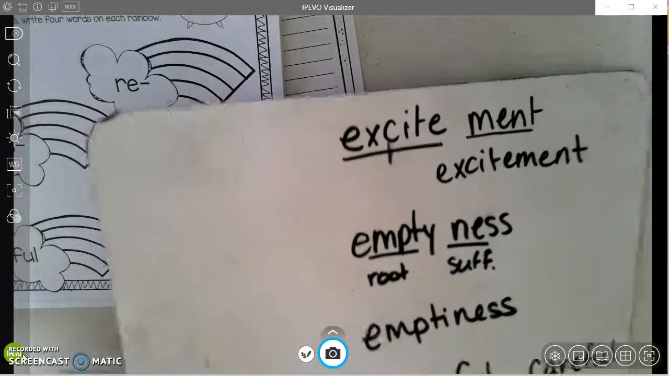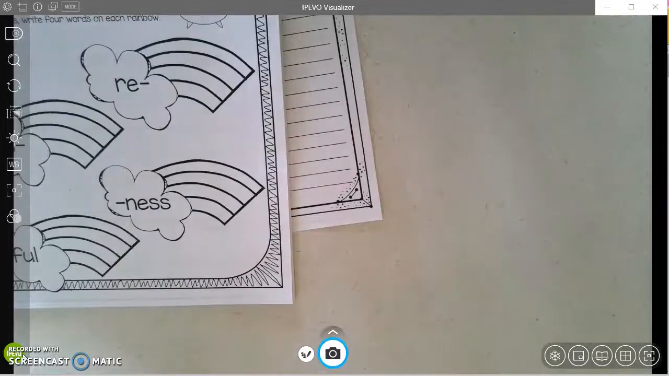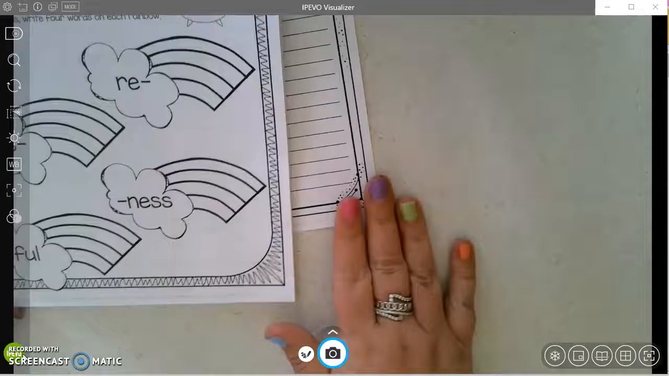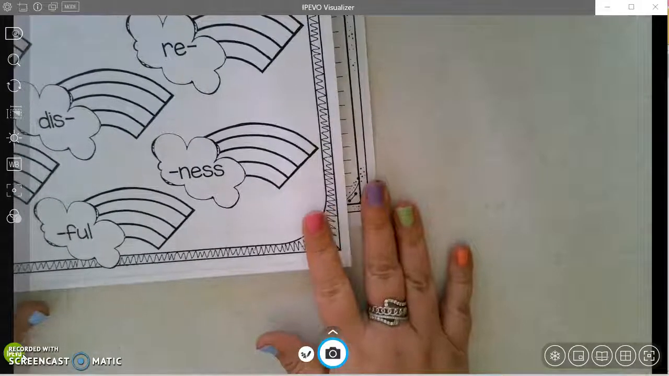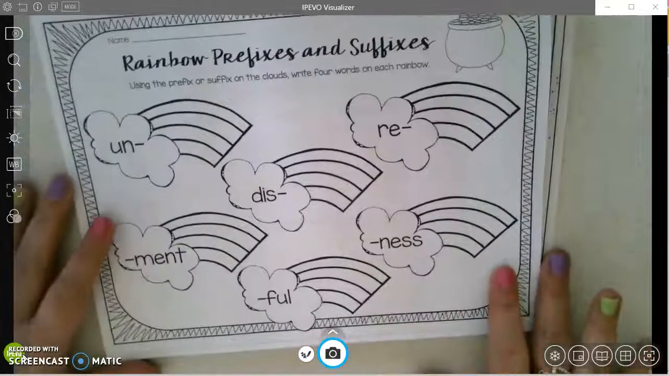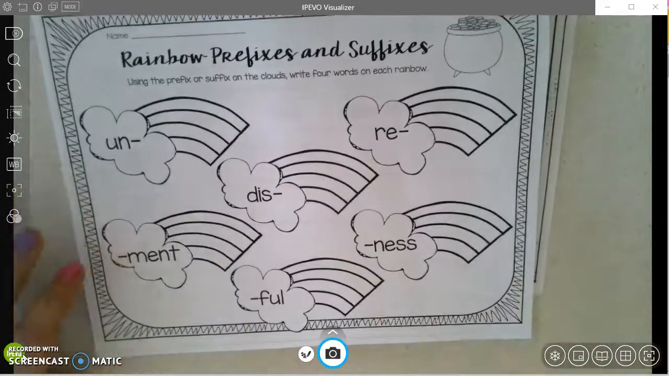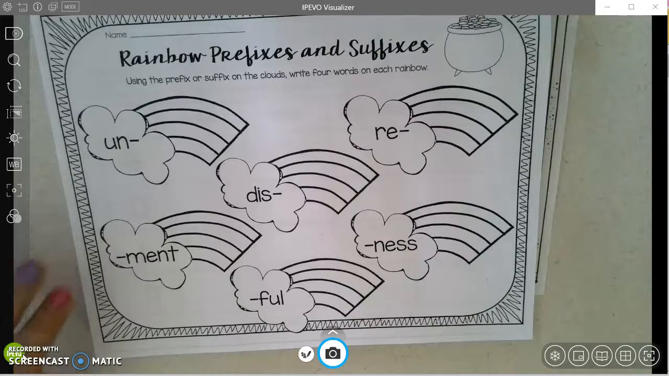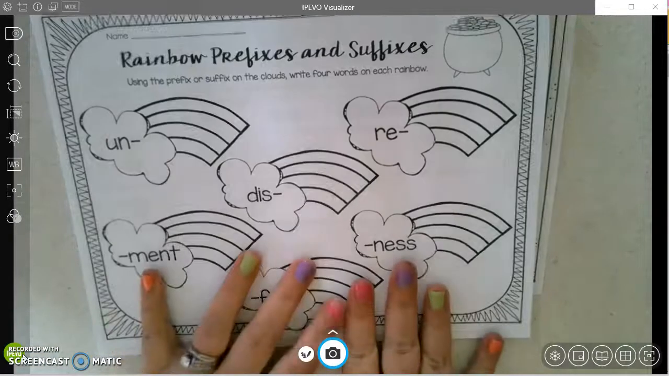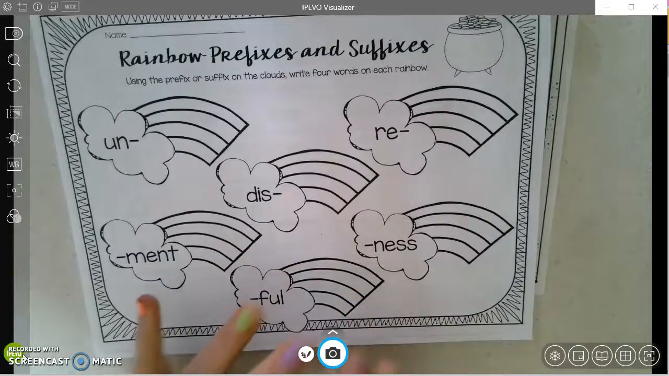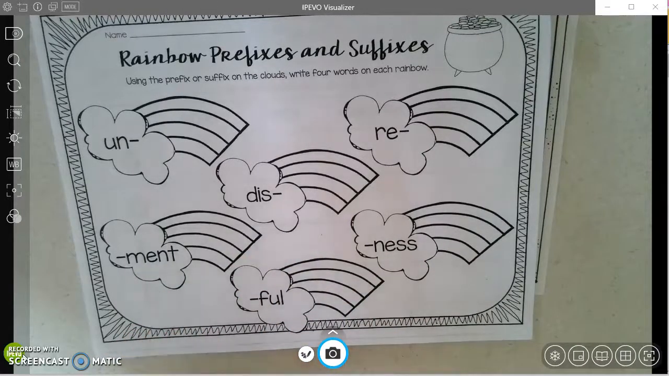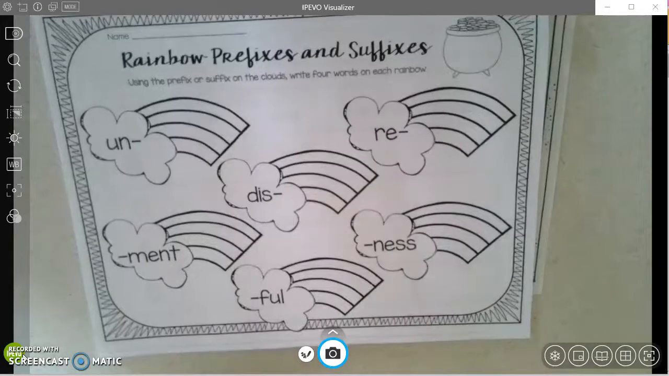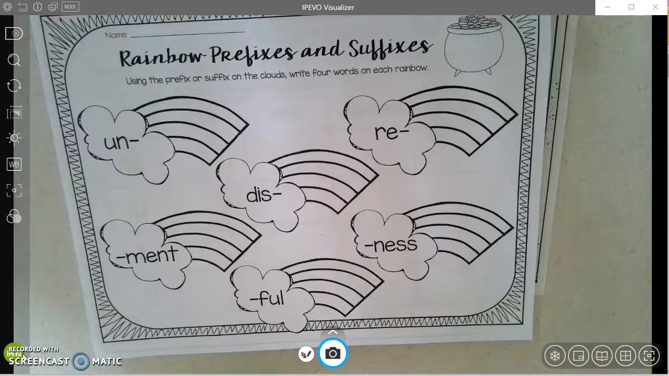And these are things that we add on to different words in the beginning of the word or at the end. If it's in the beginning of the word, what's it called? Prefix. And if it's at the end of a word, what is it called? A suffix. Good job. So what I would like you to do is try to think of as many words with these prefixes and suffixes. Sometimes you'll fill up the rainbow. Sometimes you might only have one word on the rainbow, and that is okay.